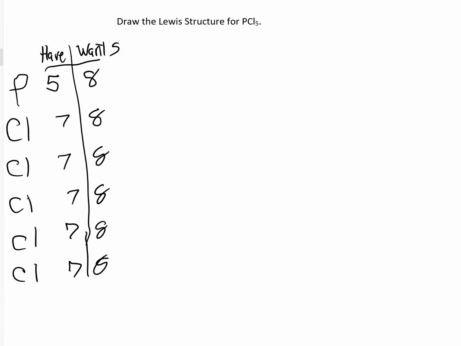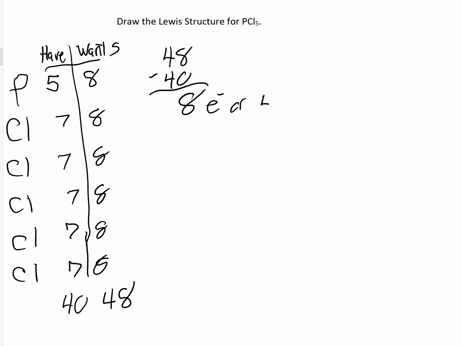And when everything's said and done, we have 40 electrons to do the work of. Let's see, we need 48 electrons for all atoms to have an octet. So 48 minus 40 equals 8 electrons, or 4 bonds. And it's at this point a red flag should go up, because we've just determined we need 4 bonds to hold together 6 atoms. It's not possible.